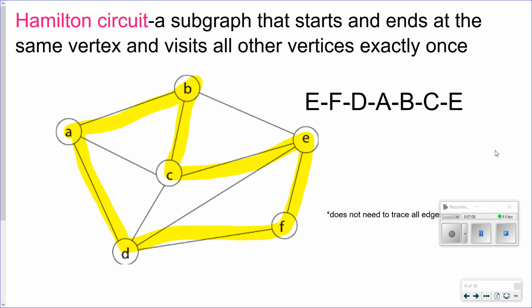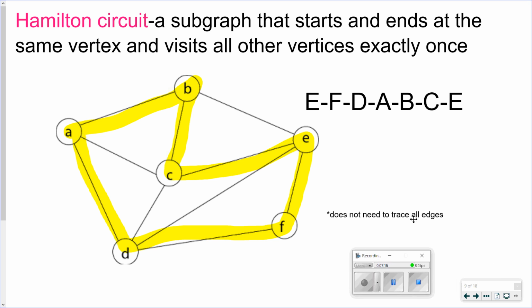All right, what we did new this semester was something called a Hamilton circuit. For a Hamilton circuit, you're not trying to get to all the edges. What you're trying to do is start and end at the same vertex, and visit all the other vertices exactly once. So I used capital letters. I know these are lowercase, but you could start at E, go to F, to D, to A, to B, to C, and come back to E. So I hit all of the vertices of the graph, and I came back to where I started.